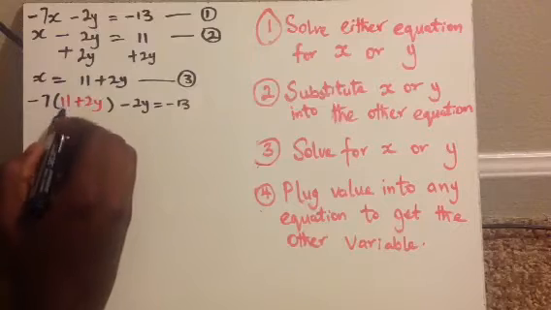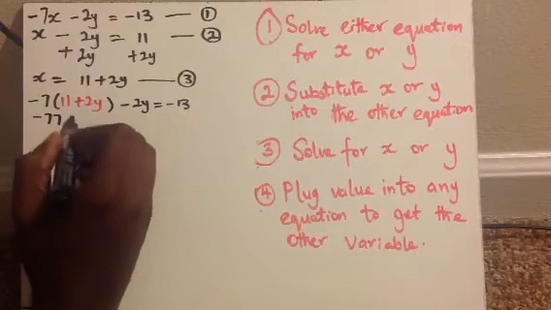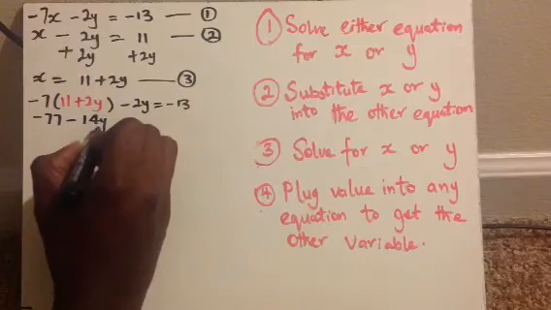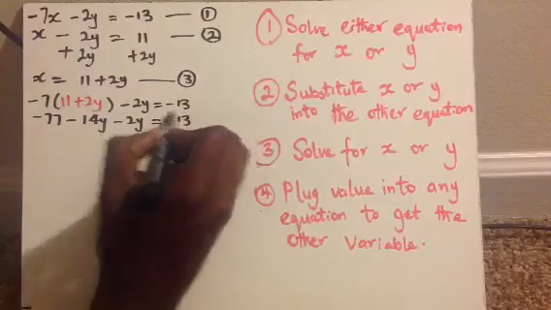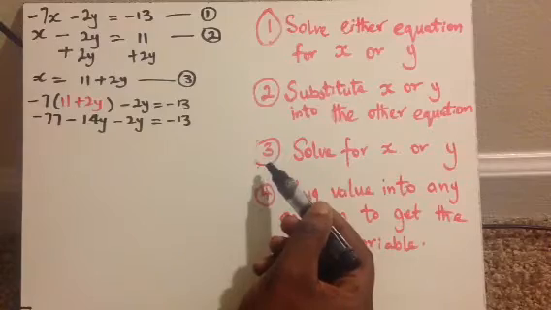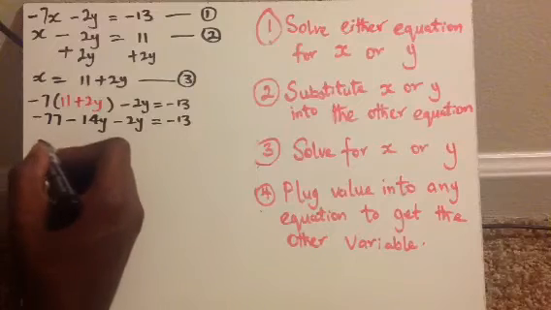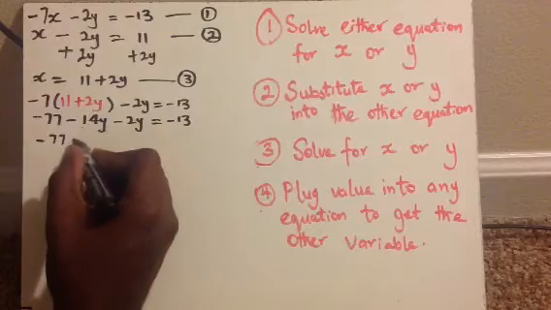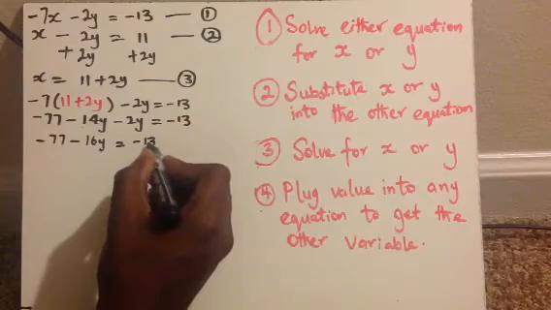So minus 7 times 11 will be minus 77. Then minus 7 times 2y, a positive 2y, will be a minus 14y. Then we have minus 2y, and that's equal to minus 13. Now when we collect our like terms, which is the third step, which says solve for x or y. So we're solving for y. So you collect our like terms, we have minus 77. So minus 14y minus 2y will be minus 16y equals minus 13.